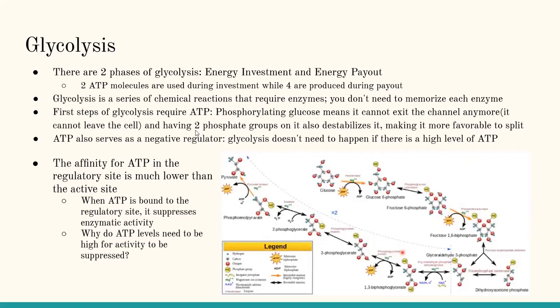Okay, so the reason for this is that even though the affinity for the regulatory site is lower than the active site, if there was a high concentration of ATP, then because of the higher concentration of ATP randomly diffusing around and bumping in, there's a greater chance of one of the ATPs binding into the allosteric site and suppressing enzymatic activity. That's why ATP can also serve as a negative regulator, even though you need to invest ATP in the first place. It's just a cool little thing that the cell does to make it more efficient, because if you have lots of ATP, you don't need to make more. So yeah, that's why it's like that.